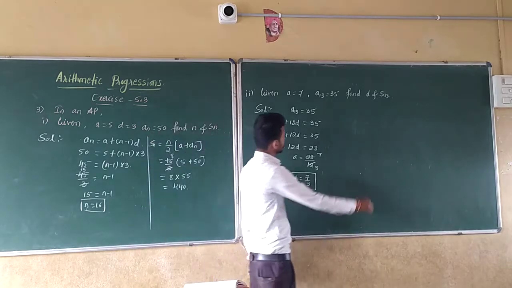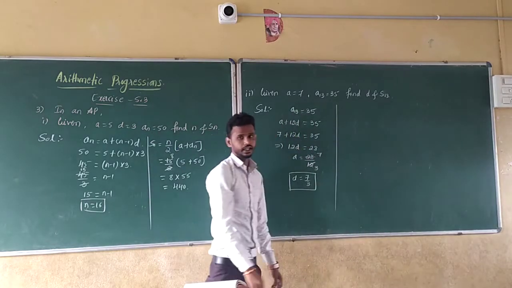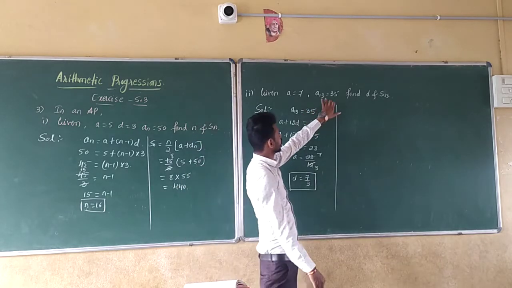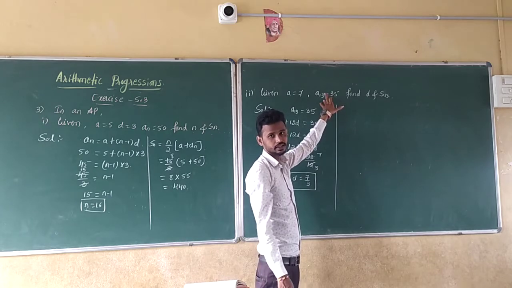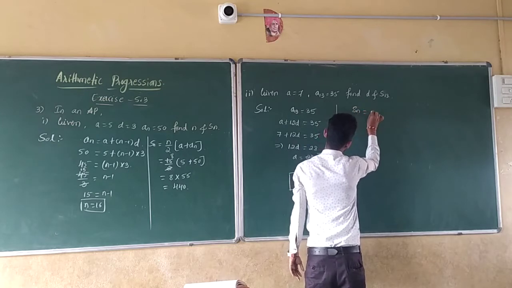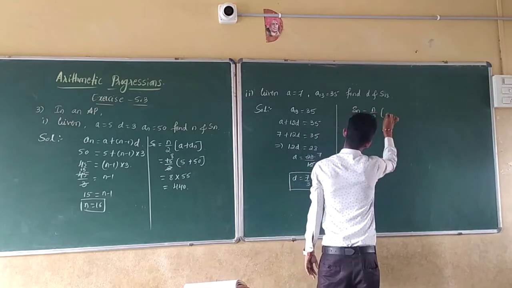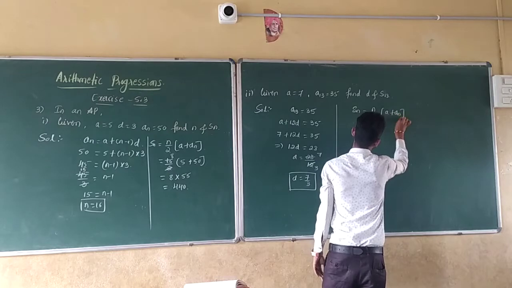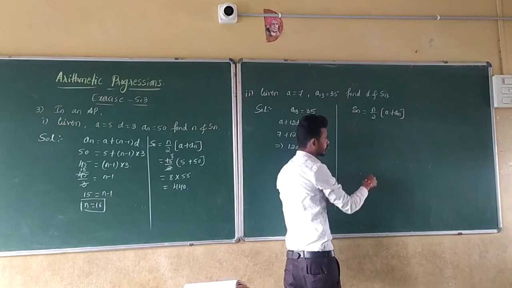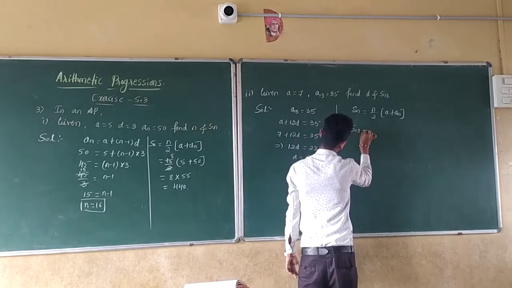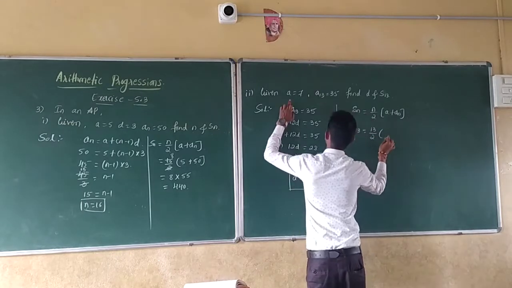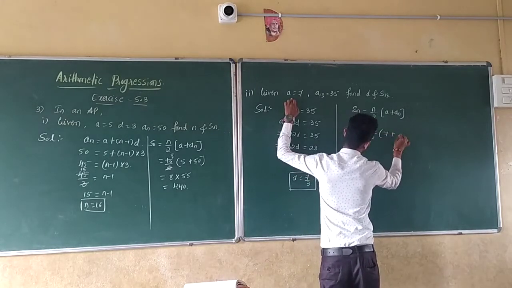So now find S13. So here also use the Sn second formula, because a13 we already know, a13 means like an. So Sn is equal to n by 2 into a plus an. So Sn, how much now here? 13, because we need to find S13, which is equal to 13 by 2 into a, how much is there? 7 plus.